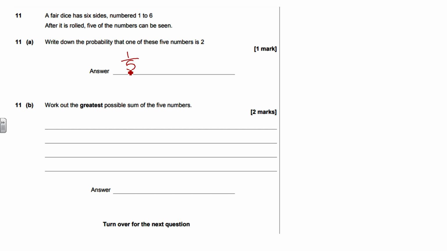Part B says, what is the greatest sum of the 5 numbers? So they're saying what of the 5 numbers we can see. So we've rolled a dice. One of the numbers is sitting down on the table. The other 5 we can see. So if we want the greatest possible sum, we want the smallest number on the table. So we've got the numbers 1, 2, 3, 4, 5 and 6. We want the greatest sum. That's the one we don't want to see. So 2 add 3 is 5, add 4 is 9, add 5 is 14, add 6 is 20.